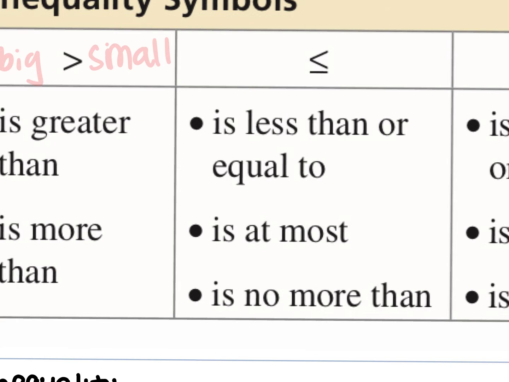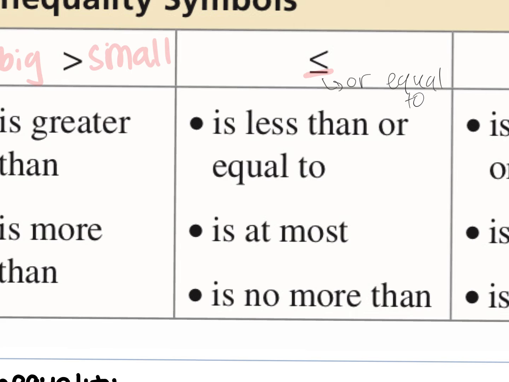Next, we have is less than or equal to. Is at most, is no more than. These indicate that we're using the less than or equal to symbol. What's the only difference between this symbol and the less than symbol? Josh? Good. Guess what that line means? Bruce? Equal to. Okay. So this is less than or equal to. Write that in there.